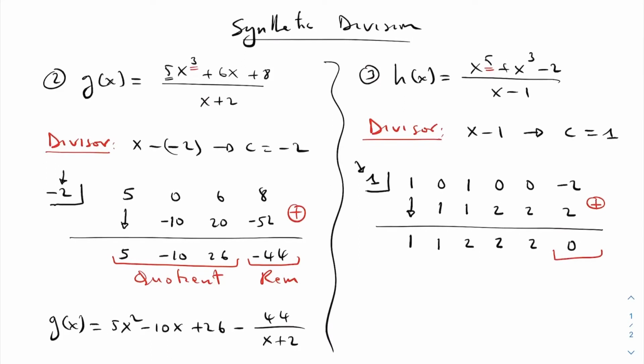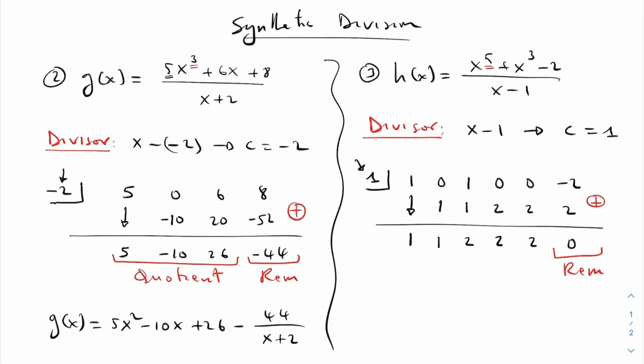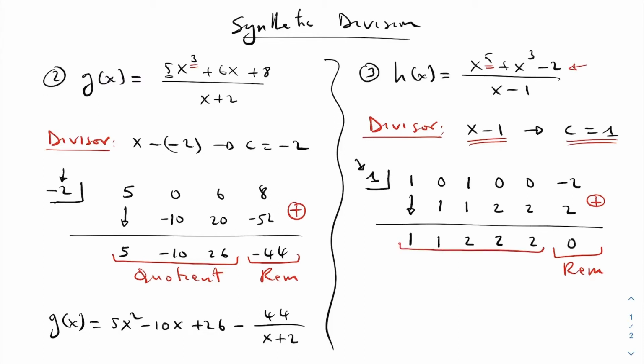And so in this case, our remainder happens to be 0, which means that our divisor, x minus 1, is actually a factor of the dividend. And so x equals 1 is actually a 0 for the dividend x to the power of 5 plus x to the power of 3 minus 2. Since our quotient here happens to have 5 coefficients, that's going to be a polynomial of degree 4. And so our function h of x is going to be equal to x to the power of 4 plus x to the power of 3 plus 2x to the power of 2 plus 2x plus 2. And of course, plus 0 divided by x minus 1, but that's just 0, so I'm not going to bother writing it down. And so with that, we are done.